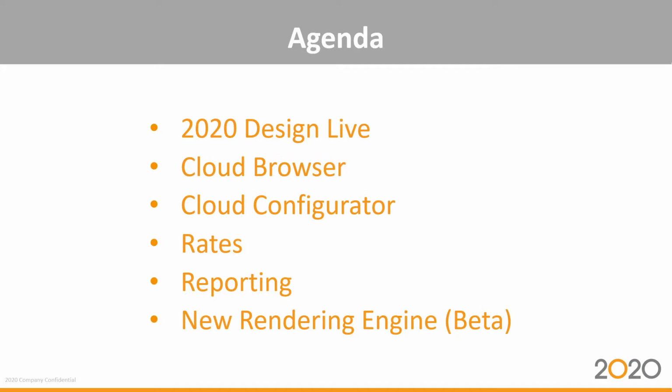So, as I was saying, here's our agenda. I'll be starting it off with 2020 Design Live. What's the scope? What is it? How do you get your hands on it? And how you can play and access to have all these cool functionalities. Then I'll hand it to Mark, who's going to present the cloud browser and the cloud configurator. Then I'll come back and talk about the rates, how you can change the rates of these cloud catalogs. And we'll finish it off by talking about the reporting capabilities and how your reports now look within 2020 Design Live with cloud items embedded in them.